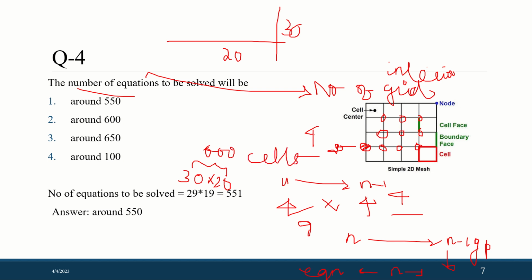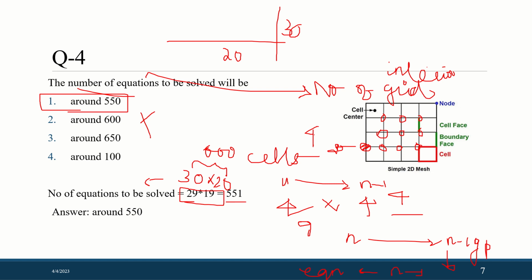So the number of interior grid points that we are having would be 29 cross 19. So 29 cross 19 is 551. So the number of equations needs to be solved is 551. So the answer to this is around 550. Right. It is not 600 because we are leaving out the boundary points, and so the number is actually less.